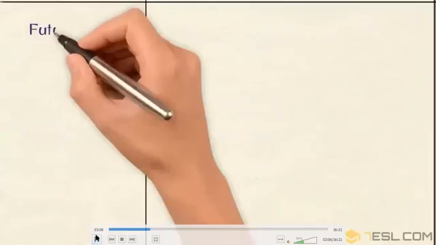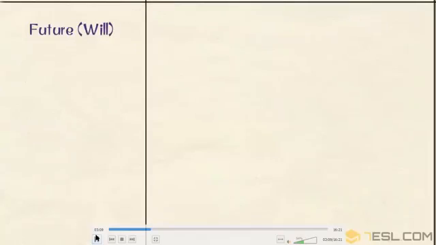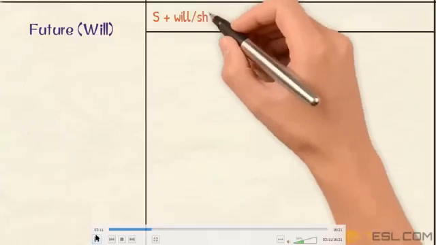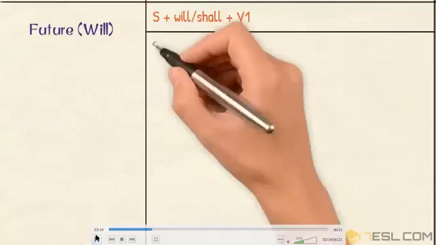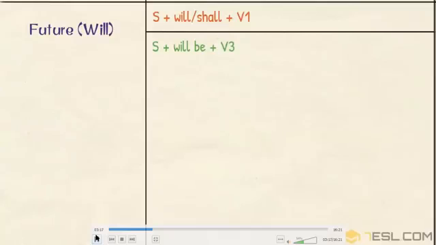Now we are starting future, that is will. If we are changing our active sentence of future tense, how will we change it? Subject plus will or shall plus first form of the verb. And if we change it into passive voice, we will do subject plus will plus be plus verb third form. That means with the subject we will use will be and then the third form of the verb.